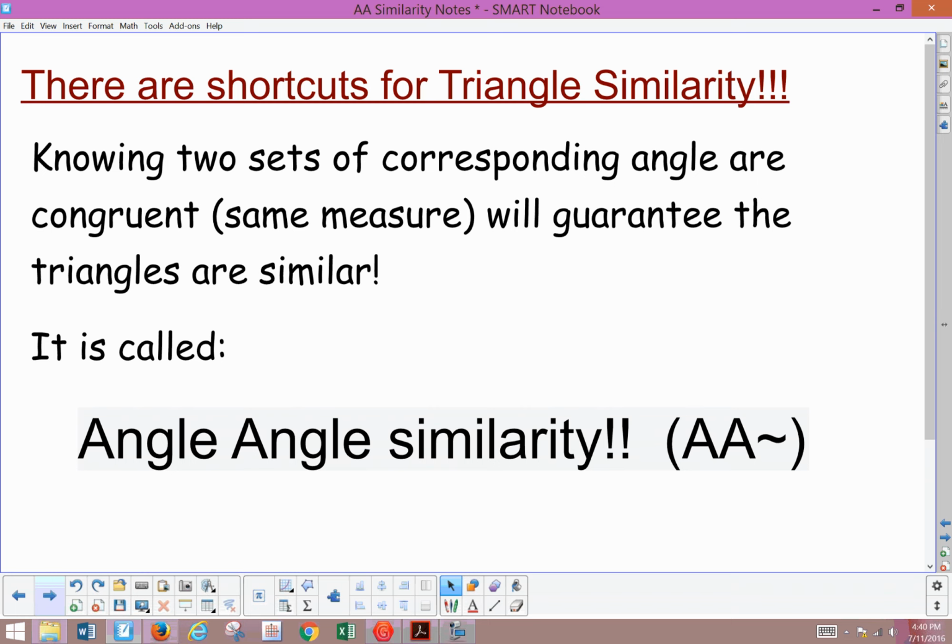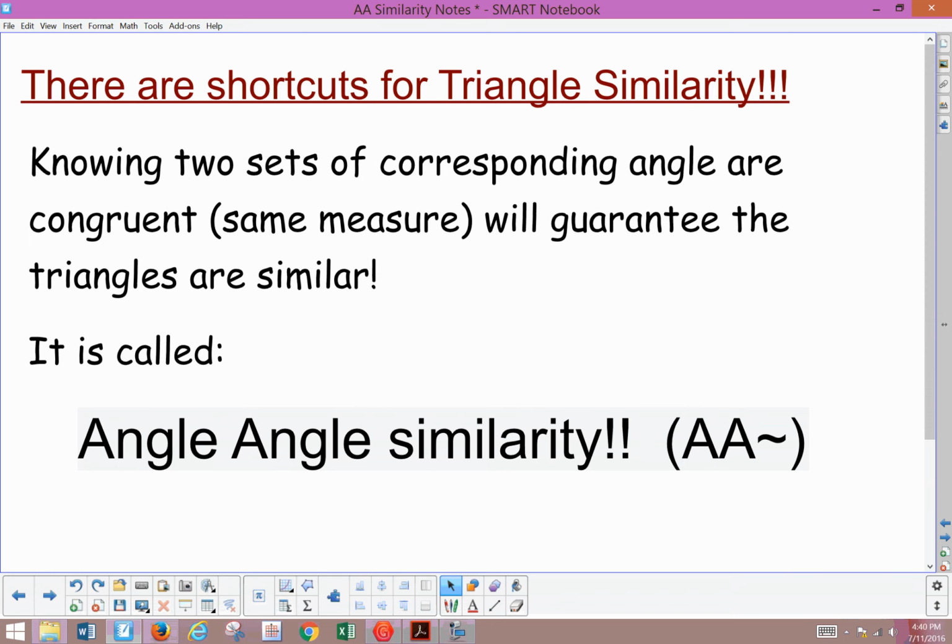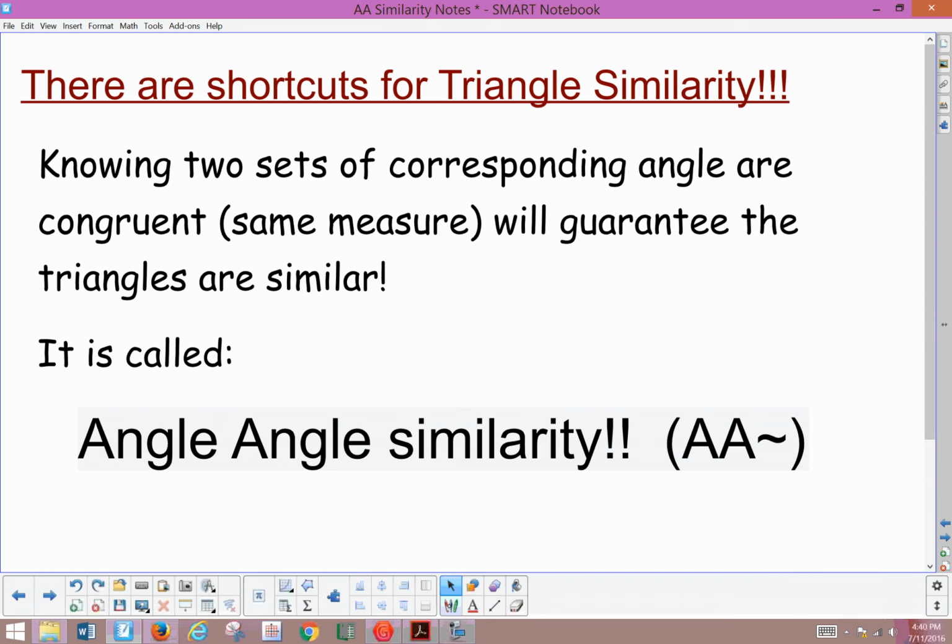The first of the shortcuts that we're learning is called angle-angle similarity. It says knowing 2 sets, just 2 sets of corresponding angles being congruent is enough to guarantee that you will have similar triangles. So all you have to have is 2 sets of corresponding angles that are congruent. And that's all it requires in order to know for a fact that you have similar triangles. Let's take a look at what we mean.